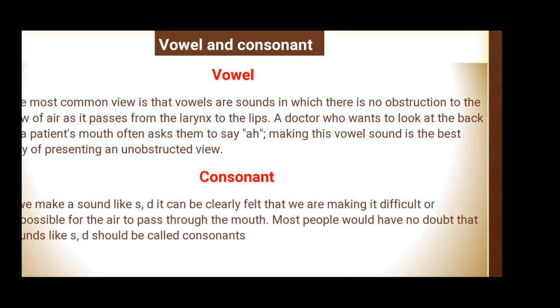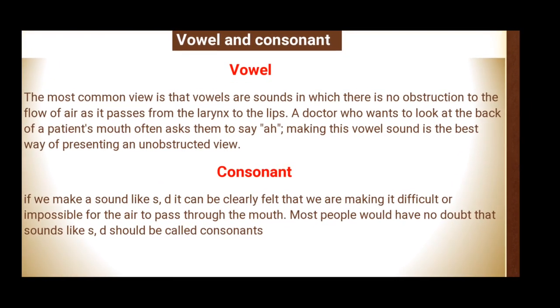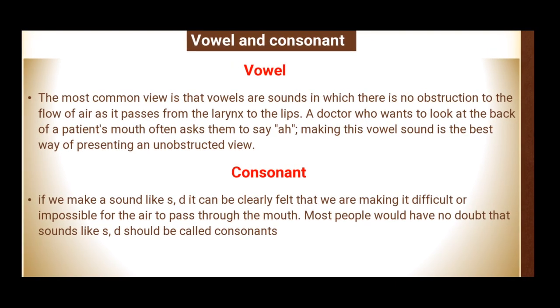What is vowel? The most important view is that vowels are sounds in which there is no obstruction to the flow of air as it passes from the larynx to the lips. So when you let the air pass from the larynx to the lips, there will be no obstruction, no obstacle. You don't have to stop the flow of the air somewhere in the mouth, and you let it pass freely. So when you let it pass freely, such kind of sounds are called vowel sounds.